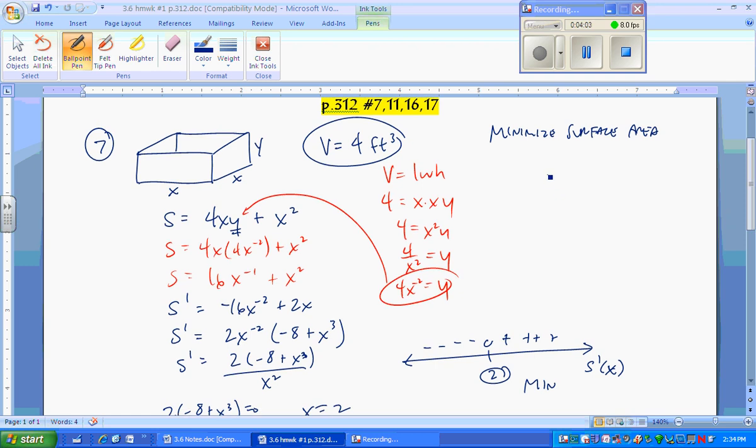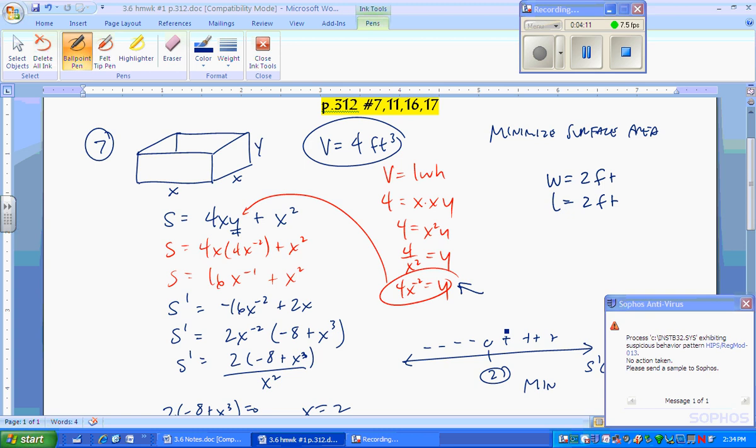So the width is going to be 2 feet. The length is 2 feet. And then to find y, we can substitute into either one of these equations. This one makes a little more sense. y equals 4 over 2 squared. So that gives us a height of 1 foot. That minimizes the surface area in this problem.